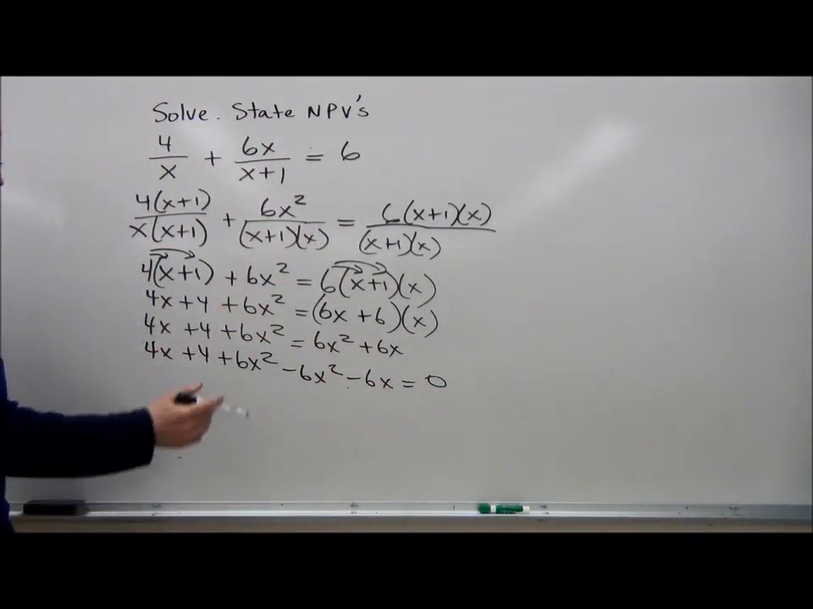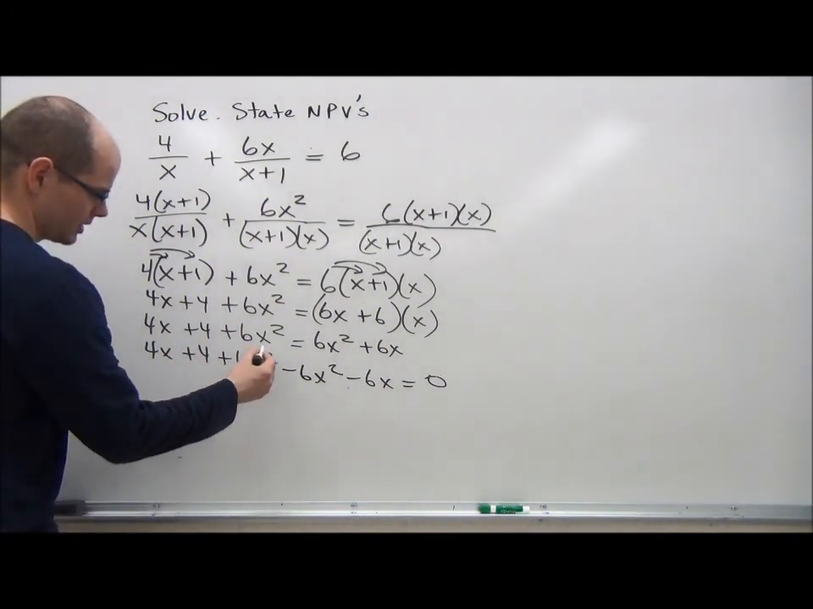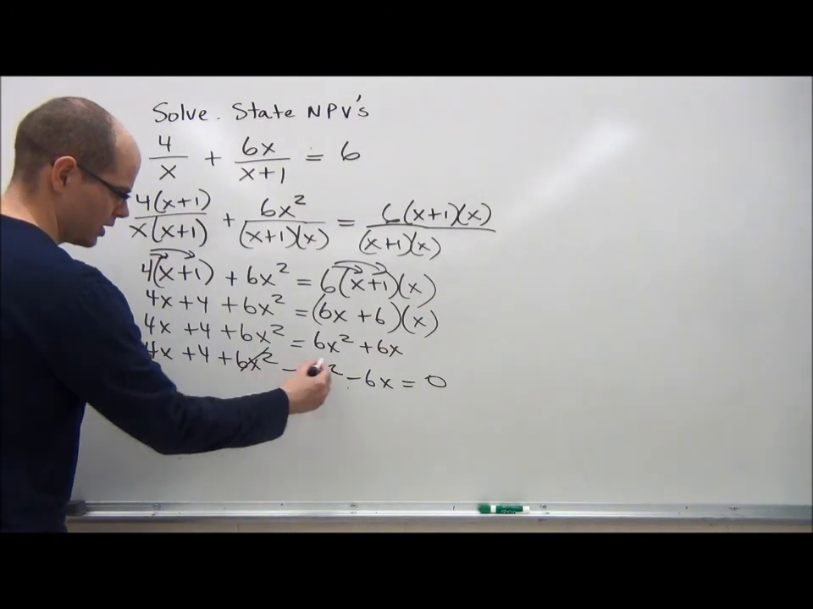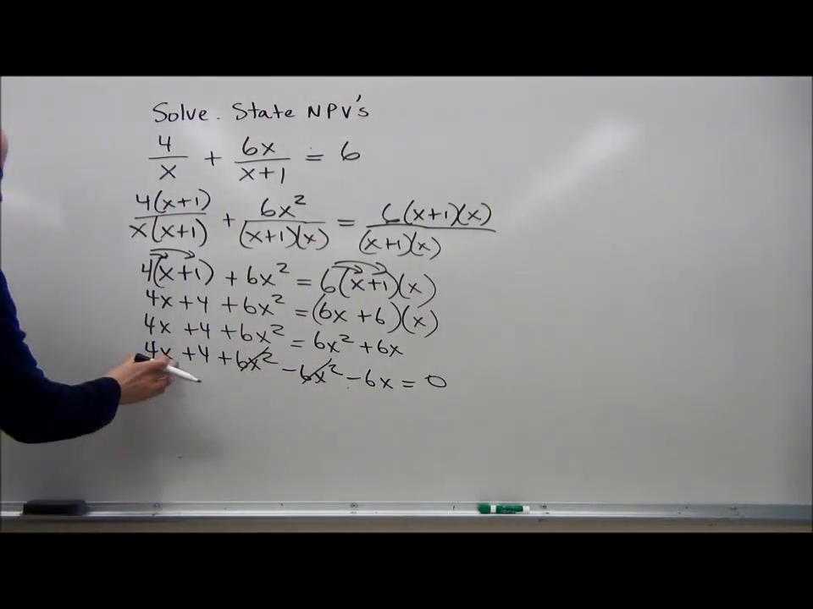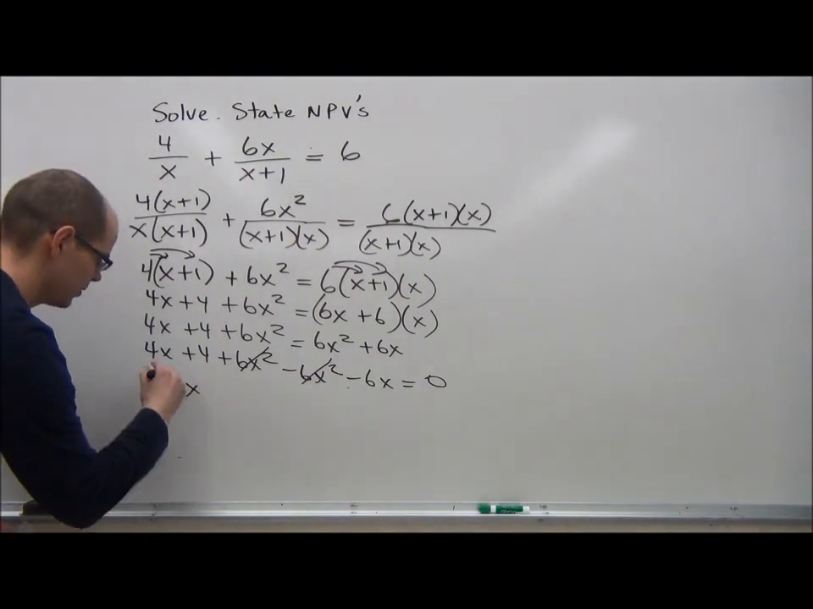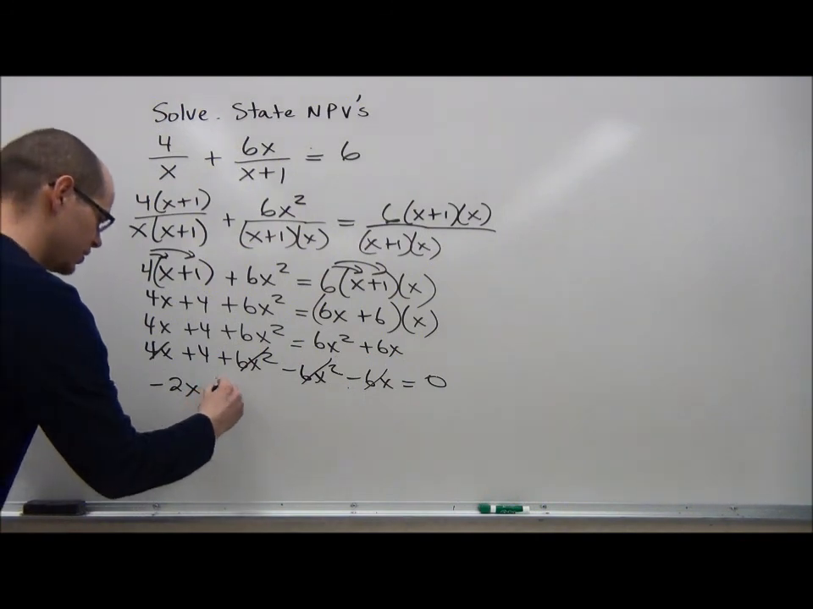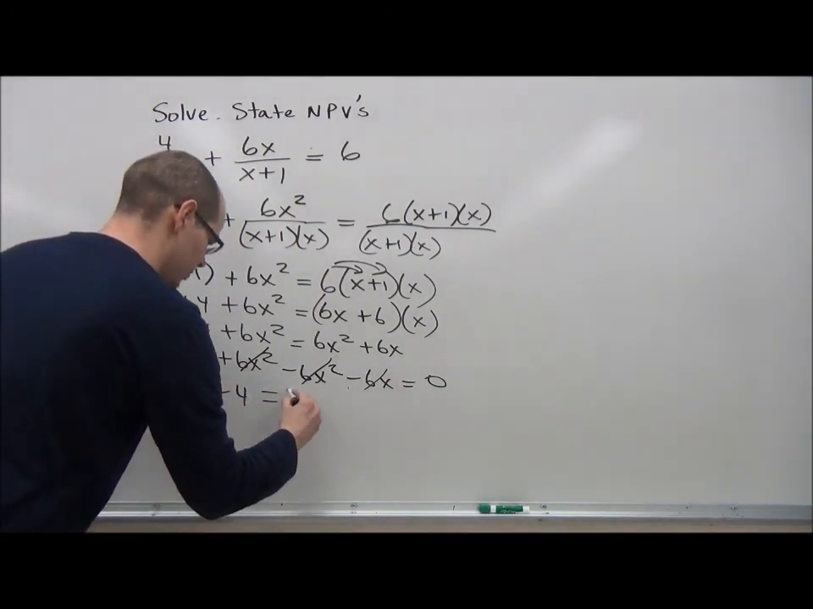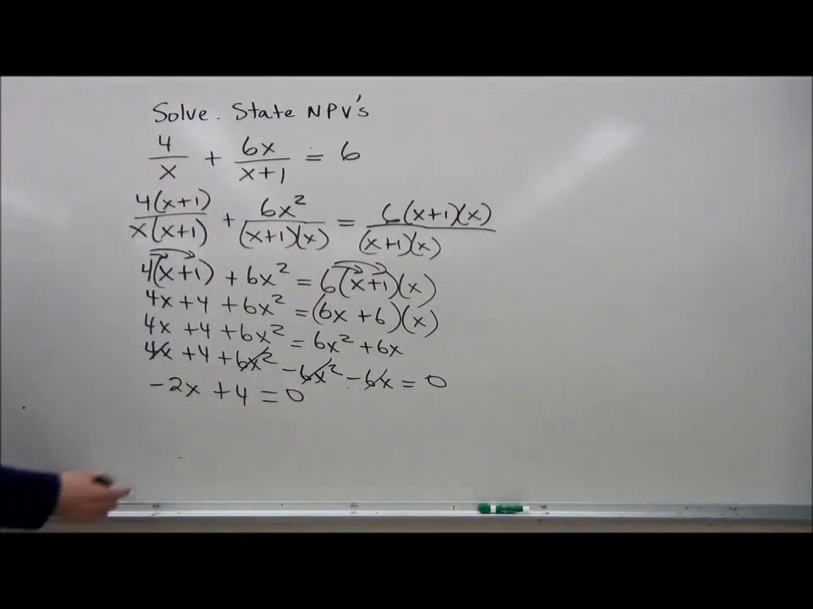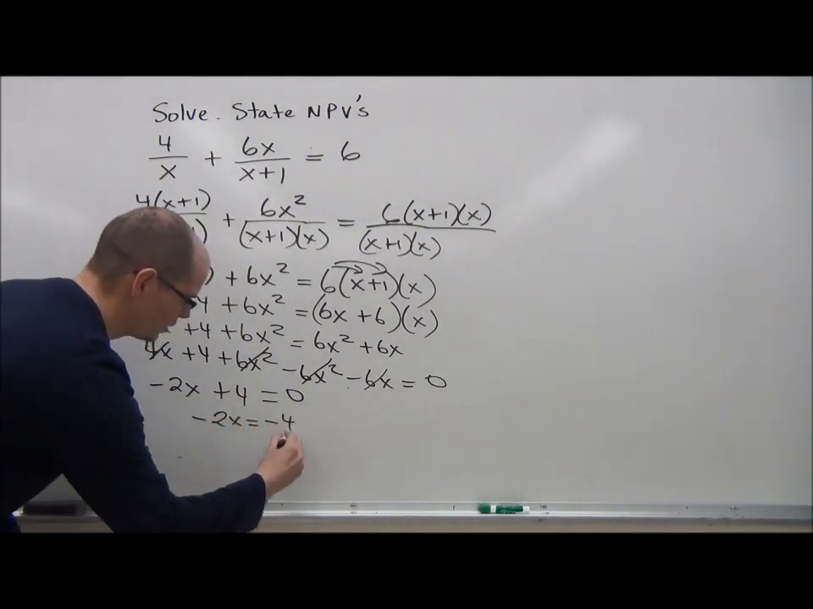And what's nice now is, for this particular question, it won't always work out like this, but 6x squared minus 6x squared, they cancel out. If you put a 4x with a minus 6x, you're left with minus 2x. So I've taken care of those terms, I've grouped them. And then last, I've still got a plus 4 there. Almost done. Move the 4 to the other side of the equation. Becomes a minus 4.